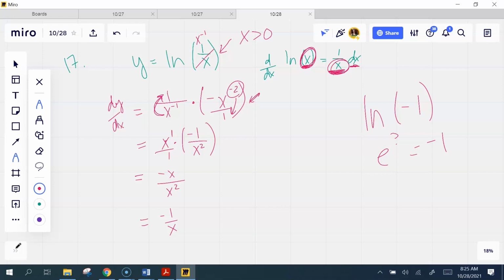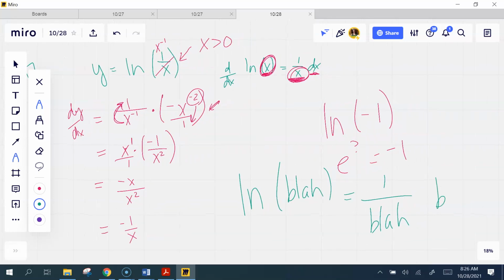So the derivative of log x is 1 over x dx. I have to chain rule it. Or maybe think of it as log of blah. It's going to be 1 over blah, but then you have to do the derivative of blah for the chain rule. Does that make more sense instead of it being just the x there?